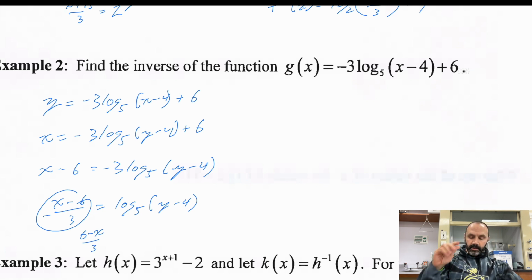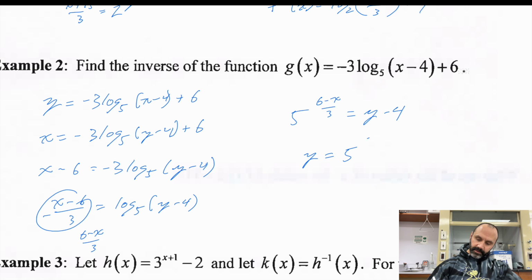So now I can switch to exponential form. 5 is the base. The exponent is 6 minus x over 3. That equals y minus 4. Add 4 to both sides, so I get y equals 5 to the 6 minus x over 3 plus 4. So the inverse function of g is 5 to the 6 minus x over 3 plus 4.